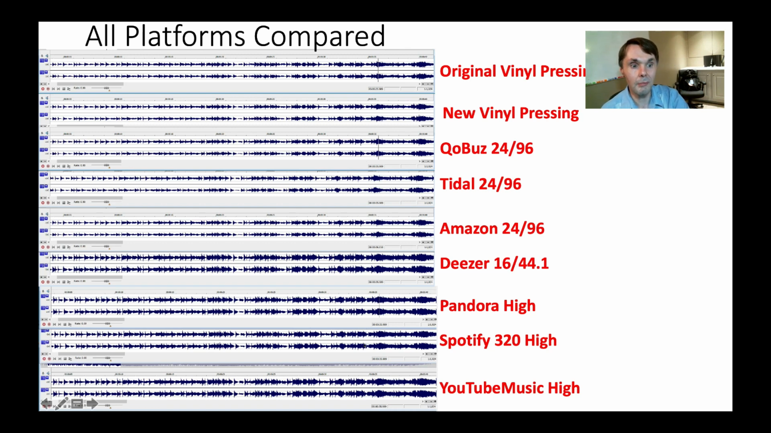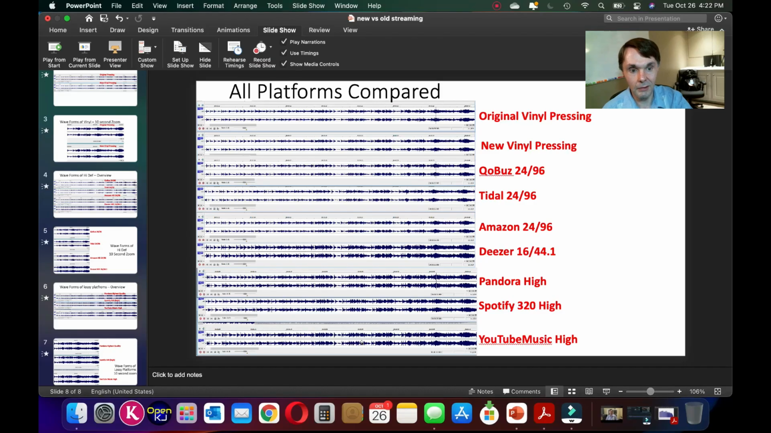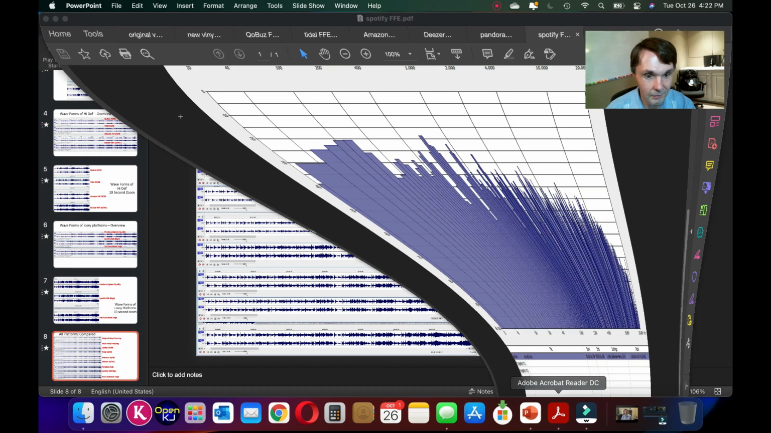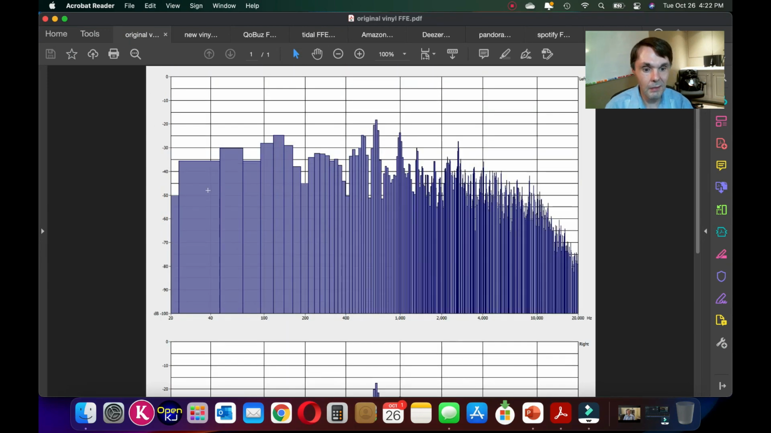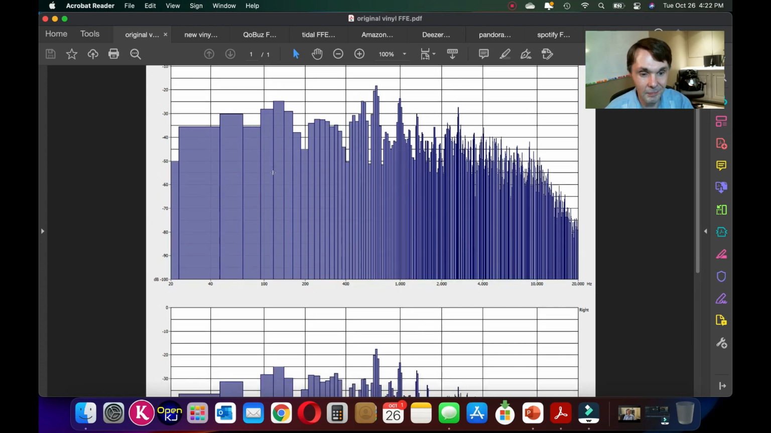But how does that hold up once we start looking at FFTs? Well, let's go over here and look. So let's look at the original vinyl. This is the spectrum analyzer at 36 seconds. And I really took pains to make sure we were at the exact same spot in these songs. I zoomed in as far as I could with Sound Forge and got it to start at the right place. And then I took my cursor and it's right on the money. So these are all the same place on the files.